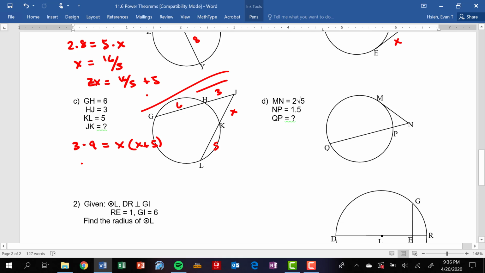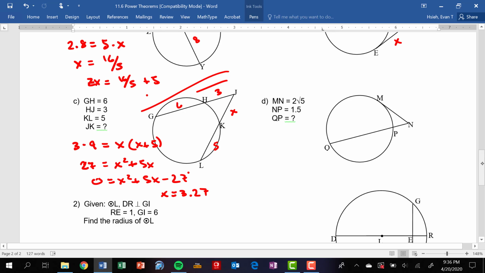I'm going to end up with a quadratic. This is going to be 27 equals x squared plus 5x. Subtract 27, 0 equals x squared plus 5x minus 27. Factor it. It doesn't factor. I think you have to plug it into the quadratic formula. X ends up being equal to 3.27, through the magic of a previously done worksheet already.